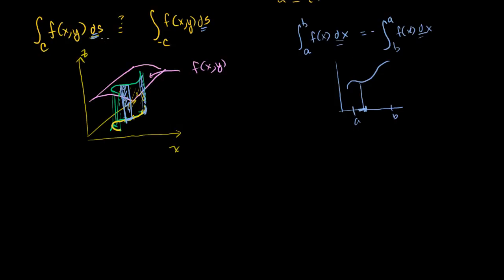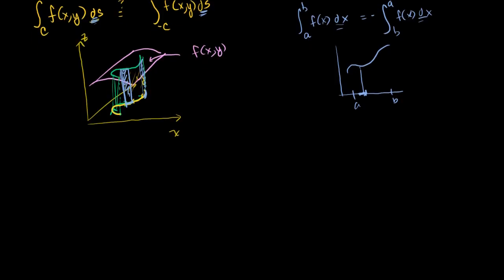In either case here, our path changes, but our ds's are going to be positive. And the way I've drawn the surface, it's above the xy plane. The f of xy is also going to be positive. So that also kind of gives the same intuition that this should be the exact same area. But let's prove it to ourselves.